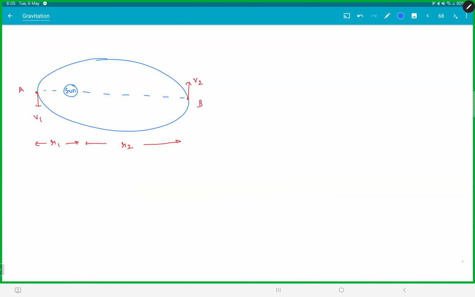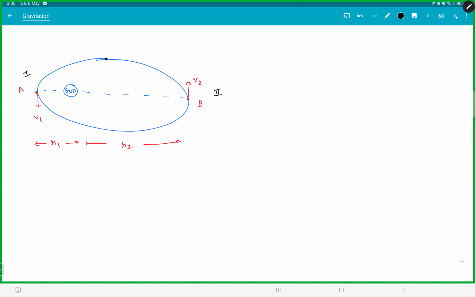So state 1 and state 2. This is state 2 and this is state 1. Now, if you look at this, angular momentum is conserved. We have to conserve angular momentum. Great, but about which point? That's the thing you need to ask yourself every time. You just don't say angular momentum is conserved. About which point are you talking about?